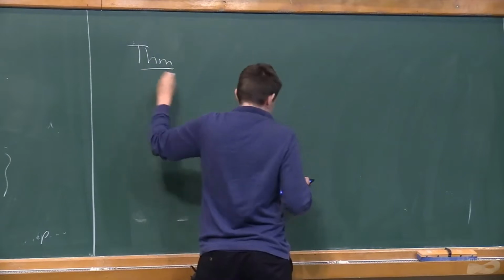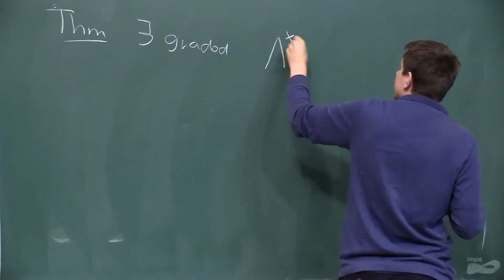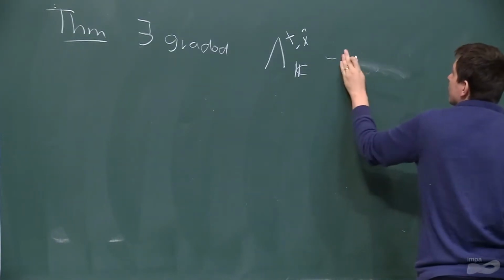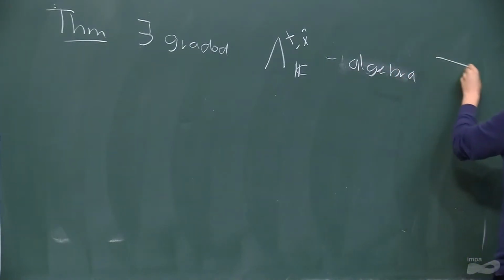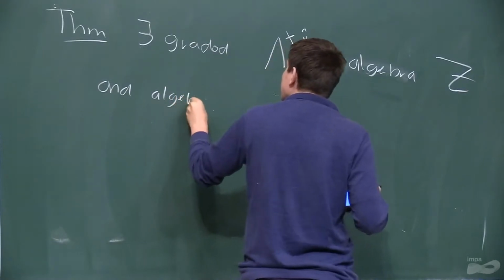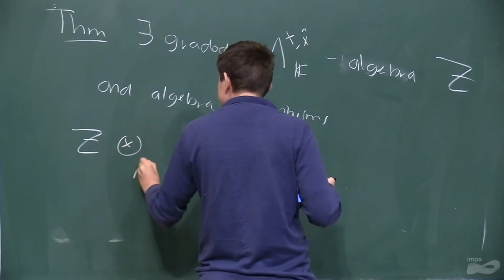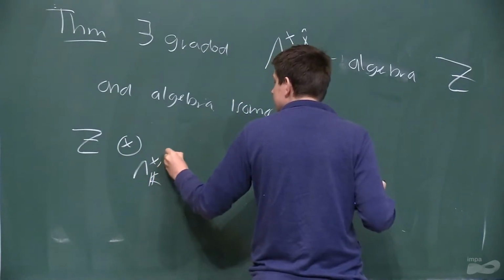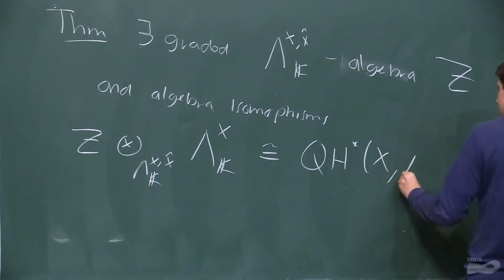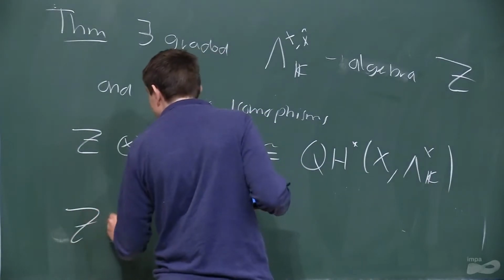Okay, so then the main theorem is the following. Theorem. There exists a graded lambda X hat module, algebra Z, and algebra isomorphisms Z tensor... So we have an isomorphism like this, and we also have an isomorphism like this for X hat.